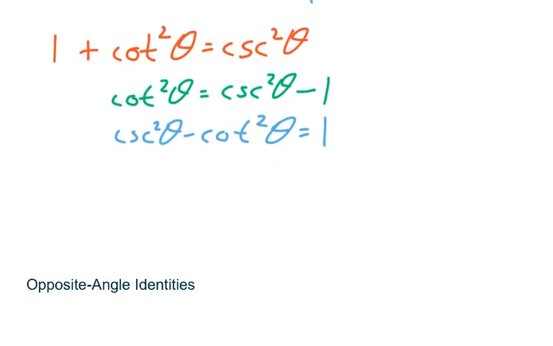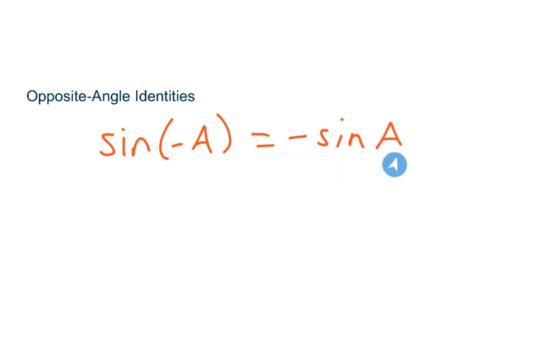The last set of identities in section 7.1 are the opposite angle identities, and there are 2 of them. The first one states that the sine of negative a, so if our angle was a negative angle, let's say negative 30, that's equal to the negative sine of the positive version of the angle. So if this was the sine of negative 30, that's equal to the negative sine of positive 30.